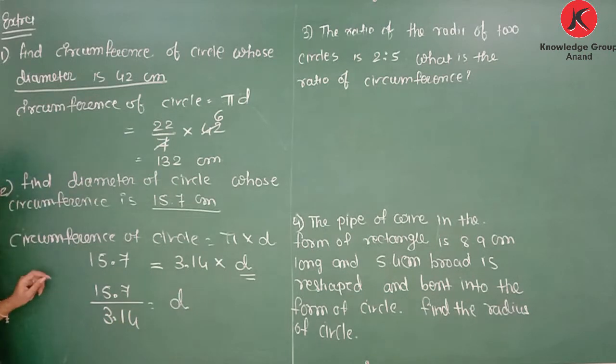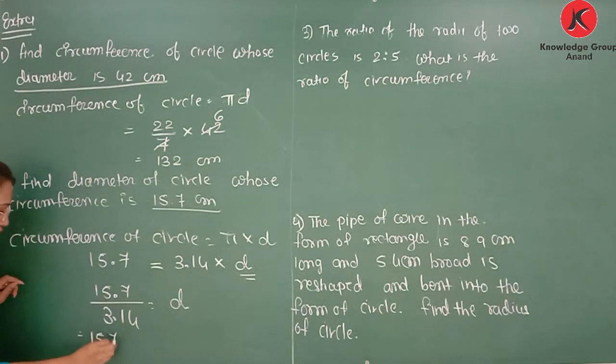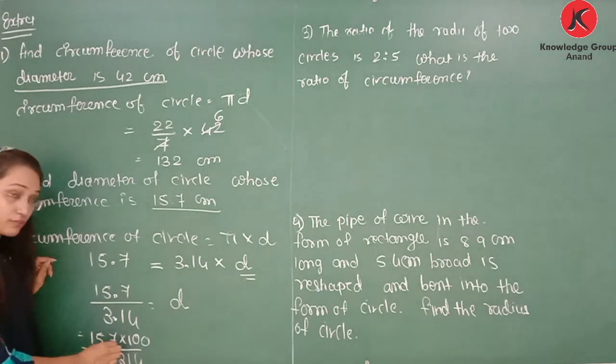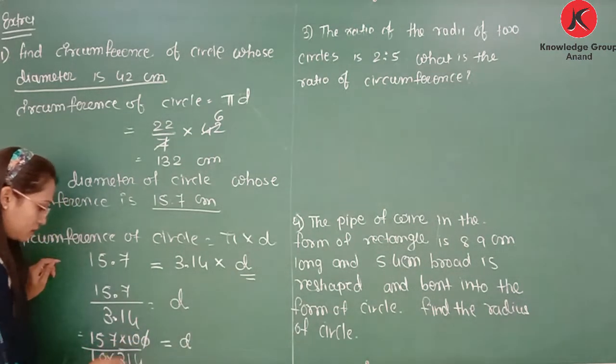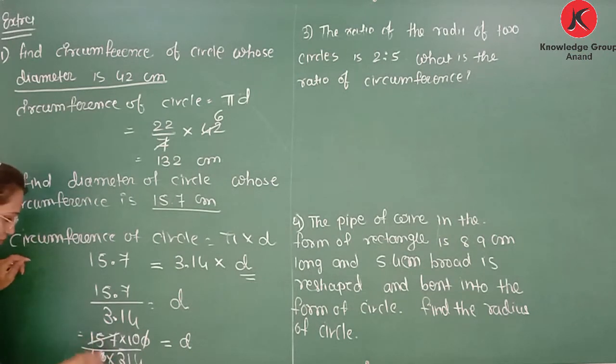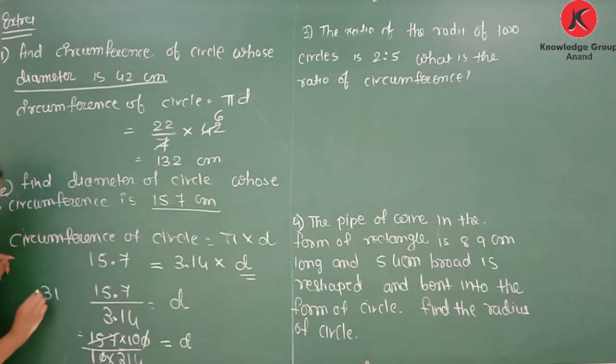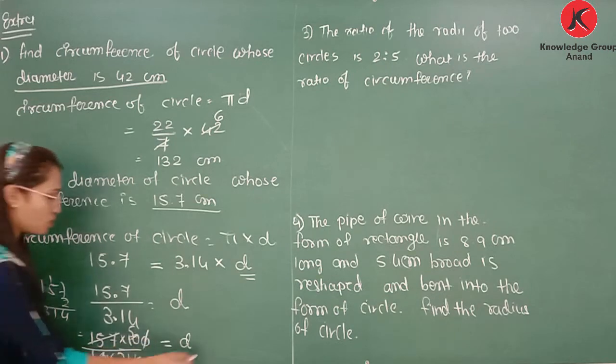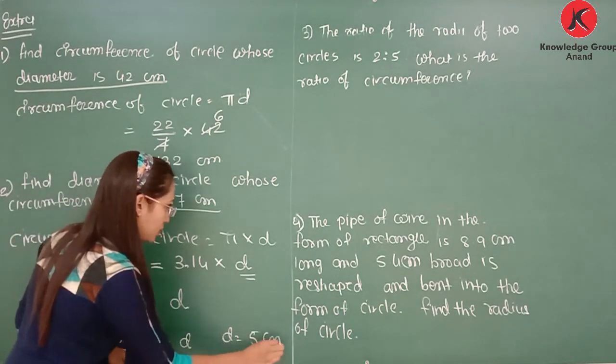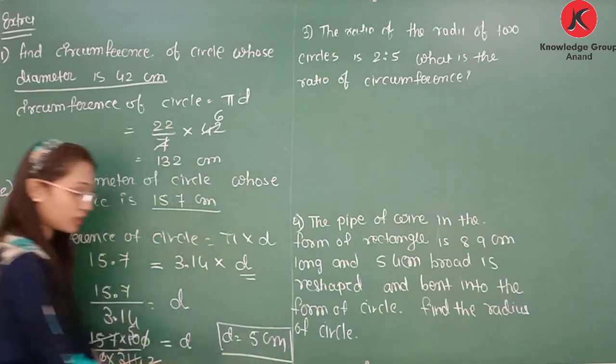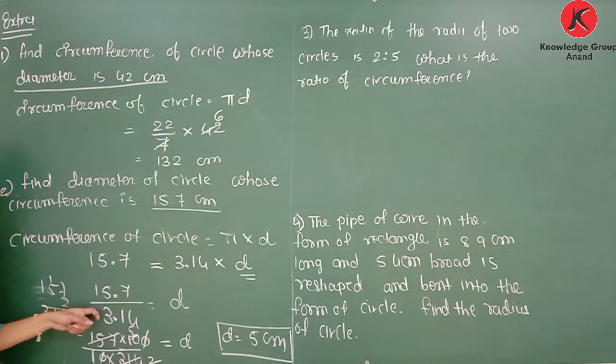So now 157 divided by 10, 314 by 100. Here the denominator of 3.14 becomes multiplication to 157. So d. Now here we get 157 multiplied by 2, so that is 314, and 5. So our d will be 5 centimeters. Clear? From the circumference we can also find the diameter.